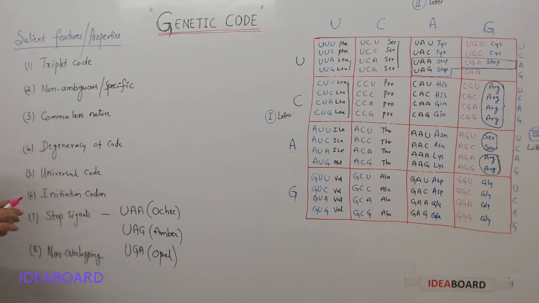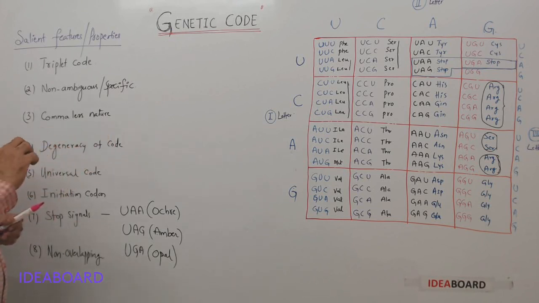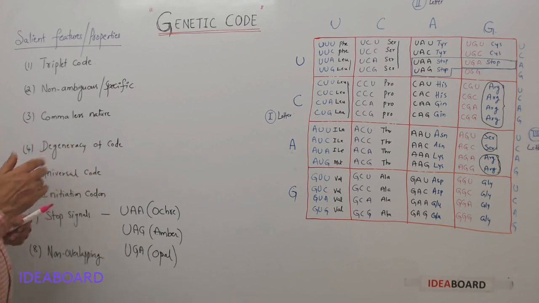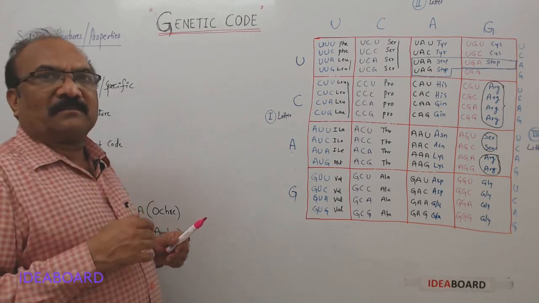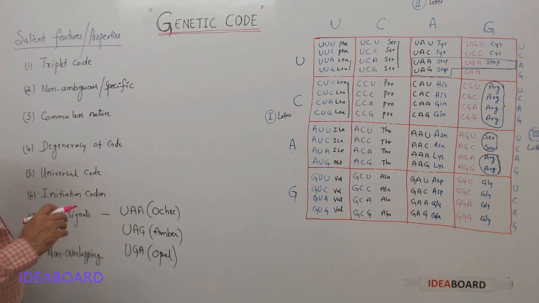And these codons are all arranged contiguously on mRNA. The codons are all present contiguously on mRNA, and we should not expect any punctuation marks here. There won't be any punctuation marks. So that's why it is comma-less.